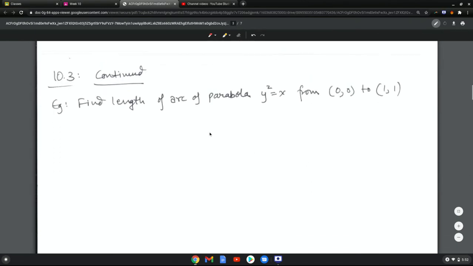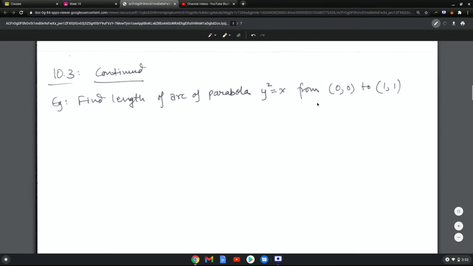Find the length of the arc of the parabola y squared equals x from (0, 0) to (1, 1). Again, same idea here. 2y dy/dx equals 1, so dy/dx is 1/2 times 1 over y, which is 1 over 2 root x. And that makes 1 plus (dy/dx) squared equal to 1 plus 1 over 4x.